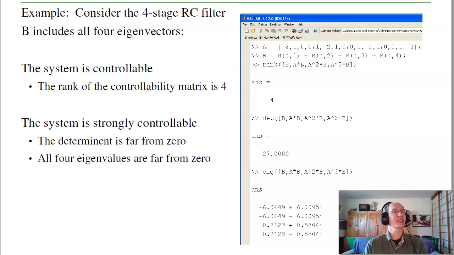So again, let's take that fourth order RC filter. If my B matrix is made up of all 4 eigenvectors, it's full rank. If I find the determinant of the controllability matrix is 27, I can tell you it's not 0, it's full rank, it's controllable. But look at the eigenvalues. Again, they're all fairly far away from 0. This looks like a nice controllable system.